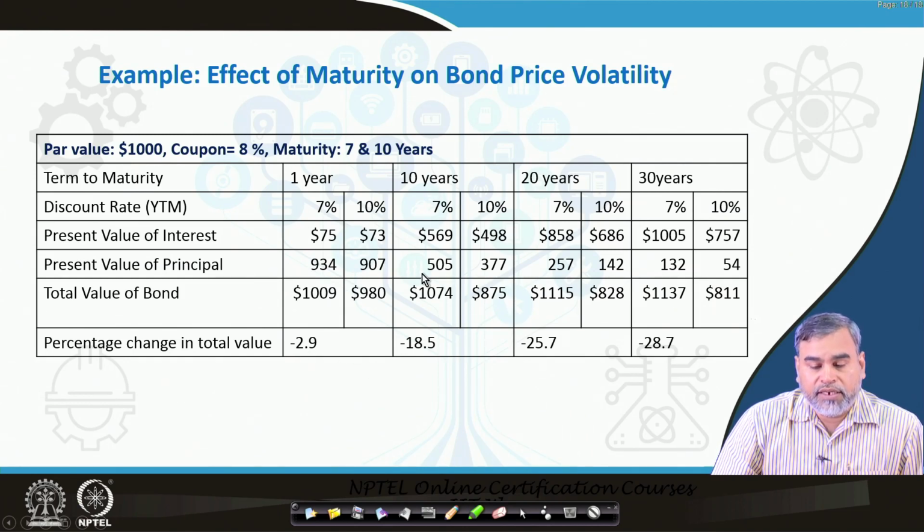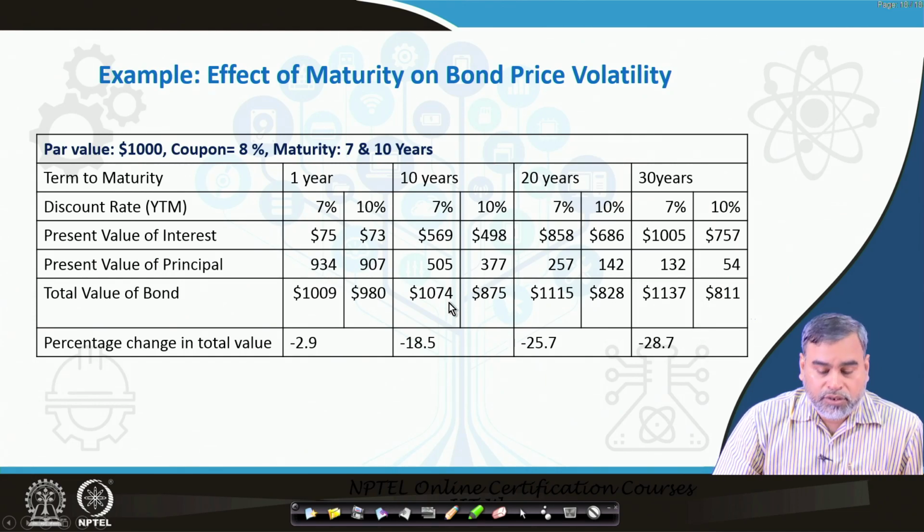But for a 10 year bond, we observe that it is minus 18.5%. From 1 year to 10 years, if the maturity changes, it is minus 18.5. If it is a 20 year bond, then it is 25.7%. If it is a 30 year bond, it is 28.7%. So, the more the maturity, with the same level of interest rate change from 7% to 10%, we will observe that the value of the particular bond changes more.